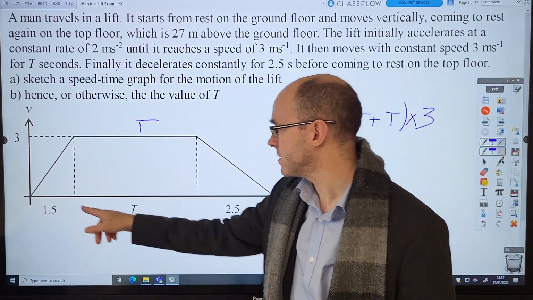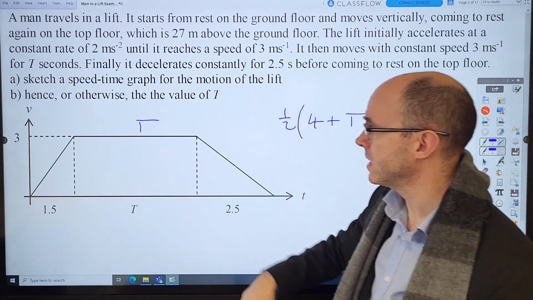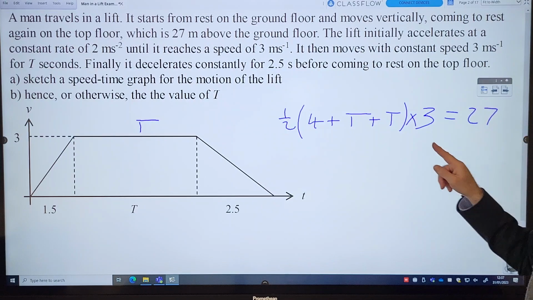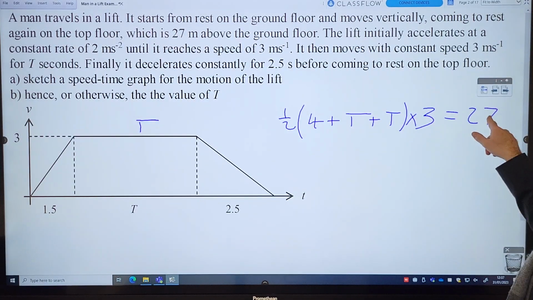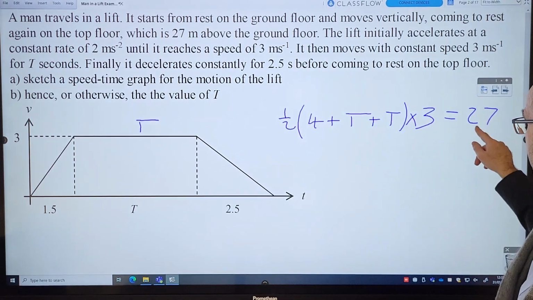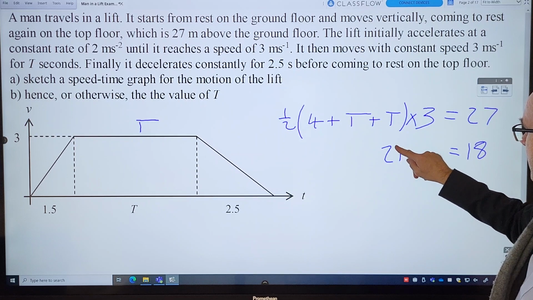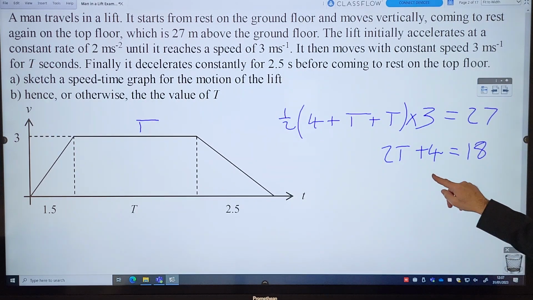So area is half of that plus that, the sum of the parallel sides times by the height, and total distance of 27 metres. That's what we need to find. We need to work out the value of t. So what I'm going to do, I'm going to divide by 3 to get 9, double it to get 18, and then I'm left with 2t plus 4 is equal to 18, subtract 4 is 14, divided by 2, t is equal to 7. 7 seconds.